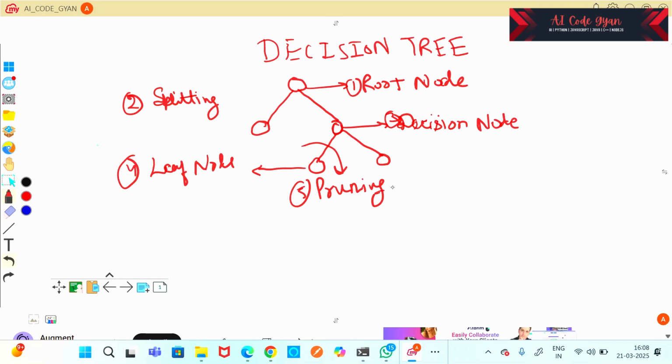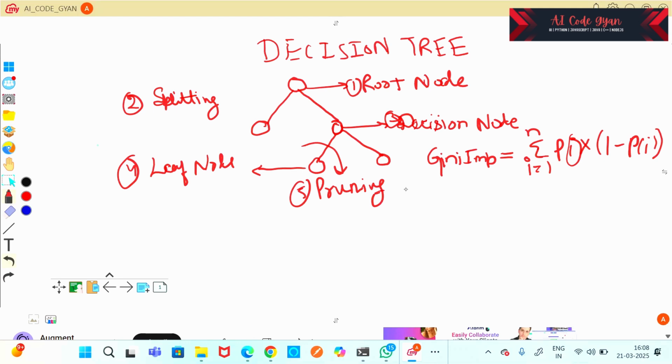So we use a parameter called Gini impurity to find the probability. So how is it calculated? It is the summation of the product of probability of node i into 1 minus probability of node i.